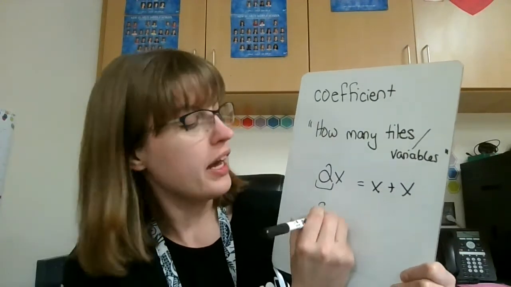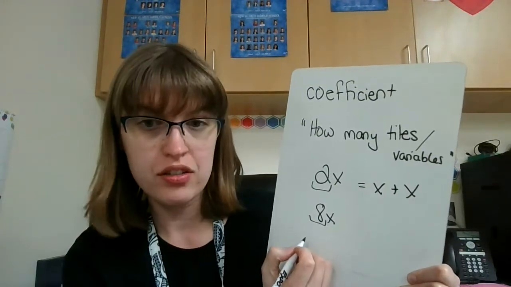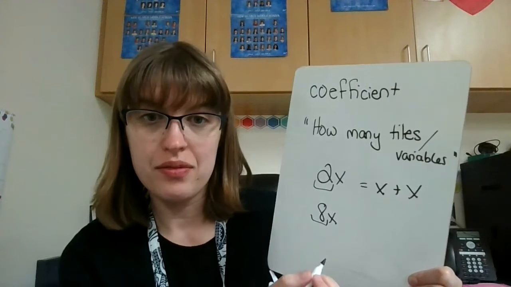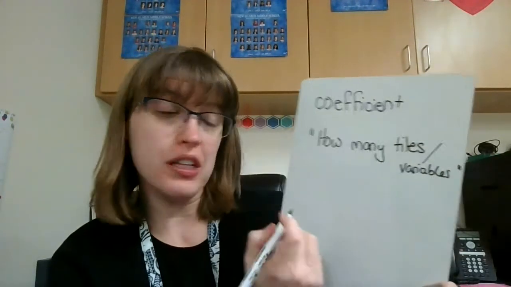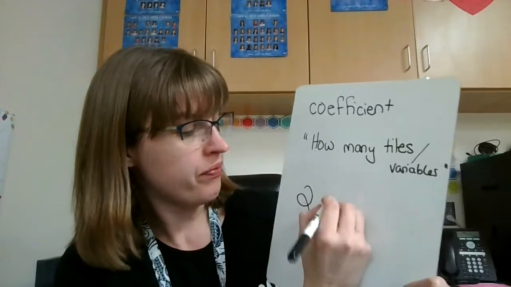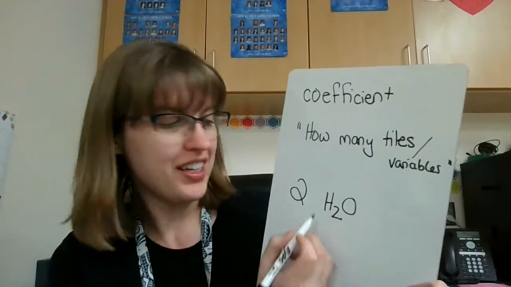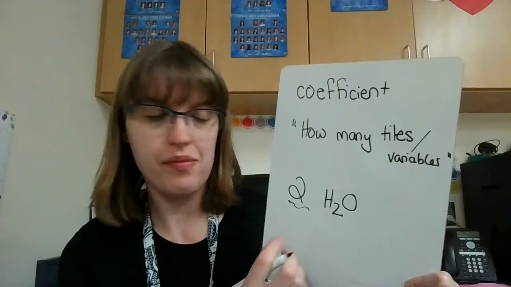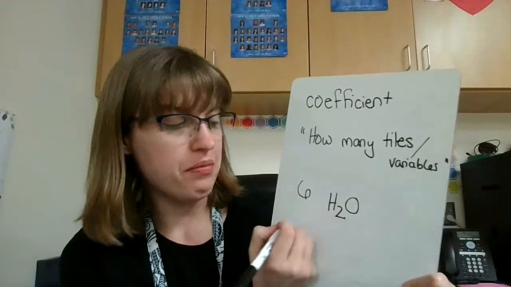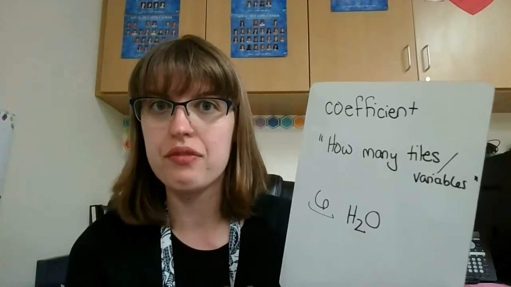If it looked like this, it's still the coefficient. It's 8. We use it in science too, believe it or not, just math. Let's say you had H2O. How many H2Os? 2 of them. Or 6 of them. It's just the how many of that thing do you have. Coefficient. Try that word. Coefficient.